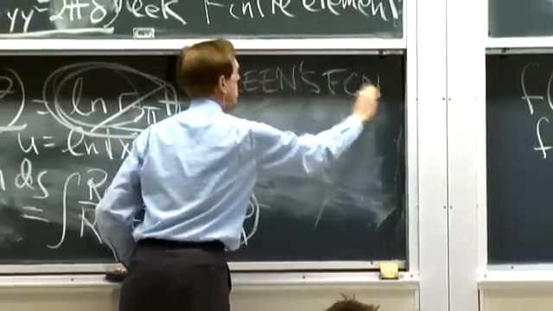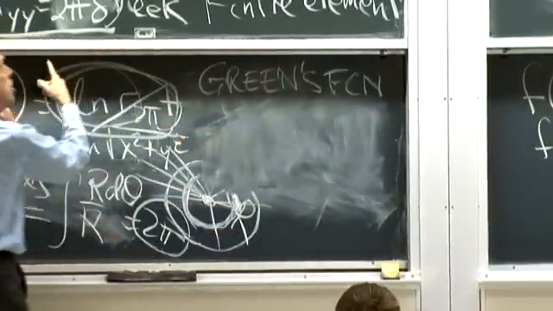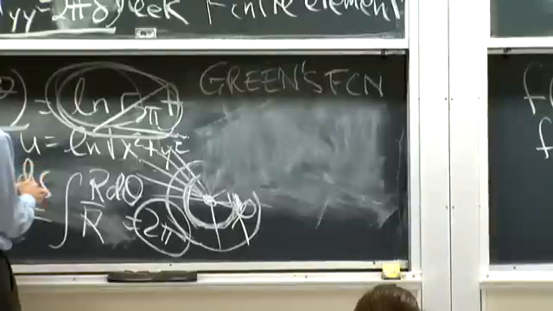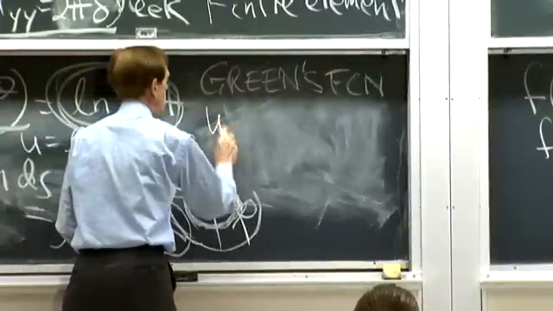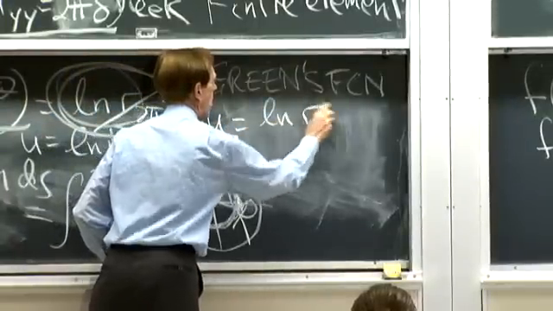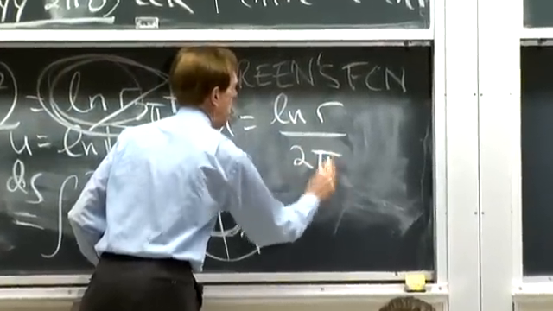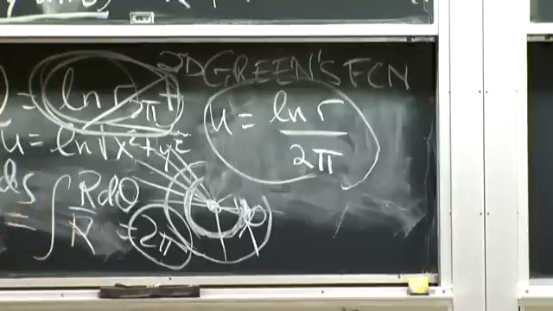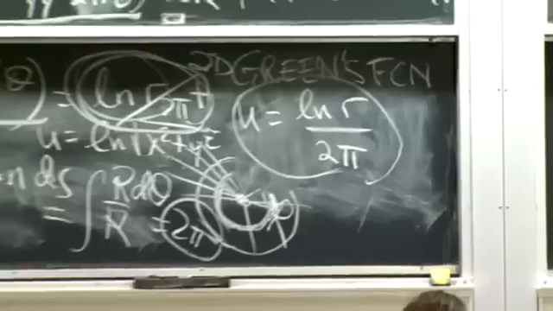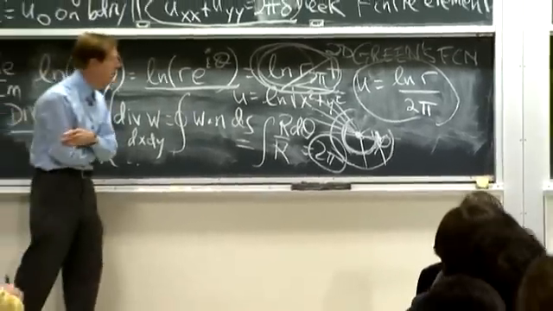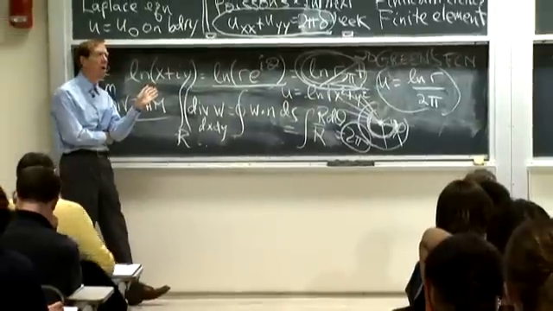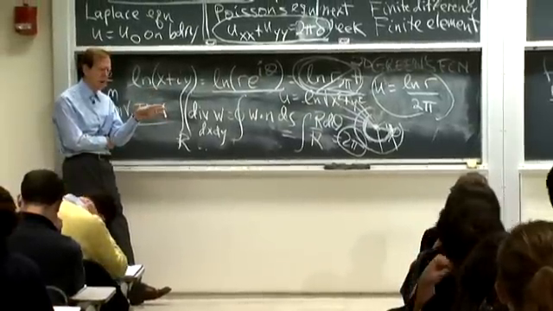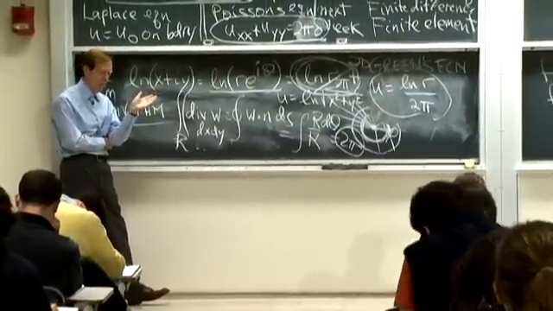It's the solution to the equation when the source is a delta, and the answer is u is the log of r over 2 pi. So that's the Green's function in 2D. Physicists live and die with these Green's functions. And they would want to know the Green's function in 3D.